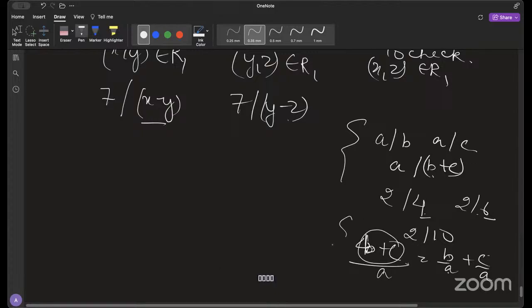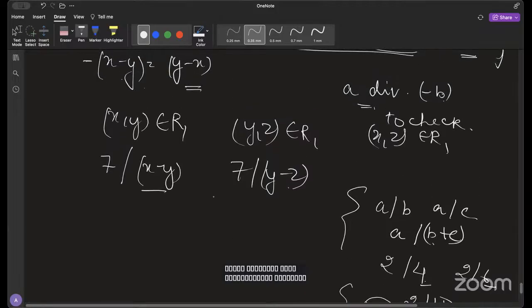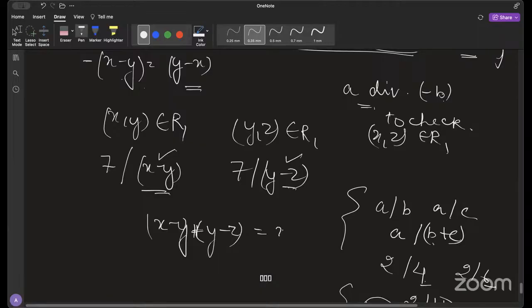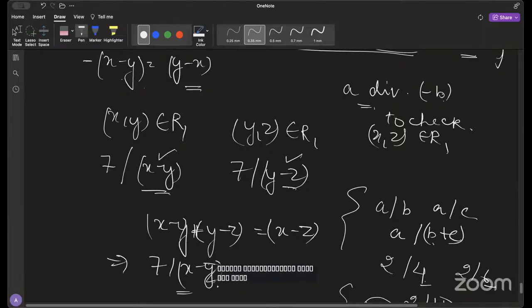I hope this part is clear to everyone. So you can just add these two things. We know that if 7 divides this thing, 7 divides this thing too. That means 7 is going to divide the sum too, right? So this is going to give you x minus z. This means 7 divides both of these, and it divides minus z.